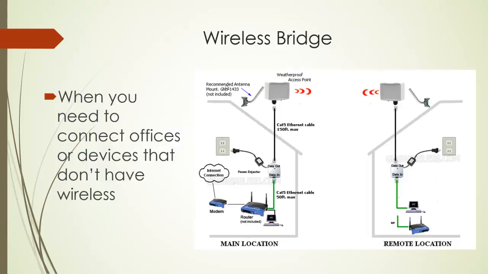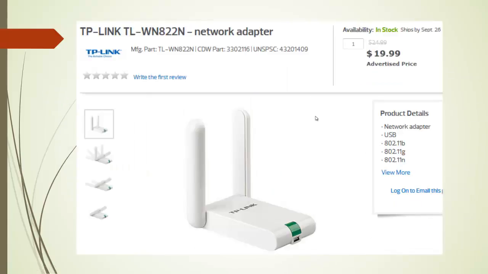All right, then your chapter goes into wireless bridges. When you need to connect offices or devices that don't have wireless, we can use a bridge. This says weatherproof access point, but this would be a bridge between the 2 houses. Now you can still buy these. Like this is a wireless network adapter. If my laptop or my PC doesn't have wireless, I can go USB and get a special cable and plug into this, and then this would be my wireless antenna. This would bridge the difference.